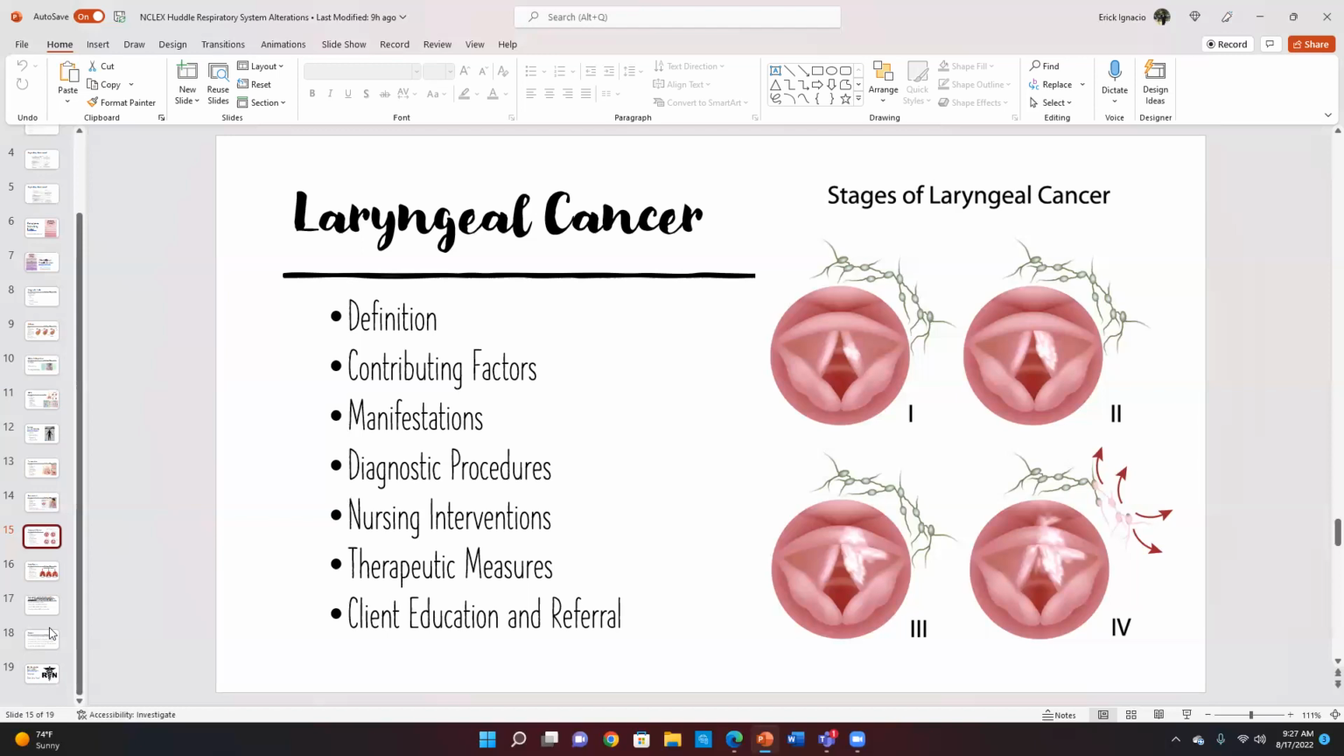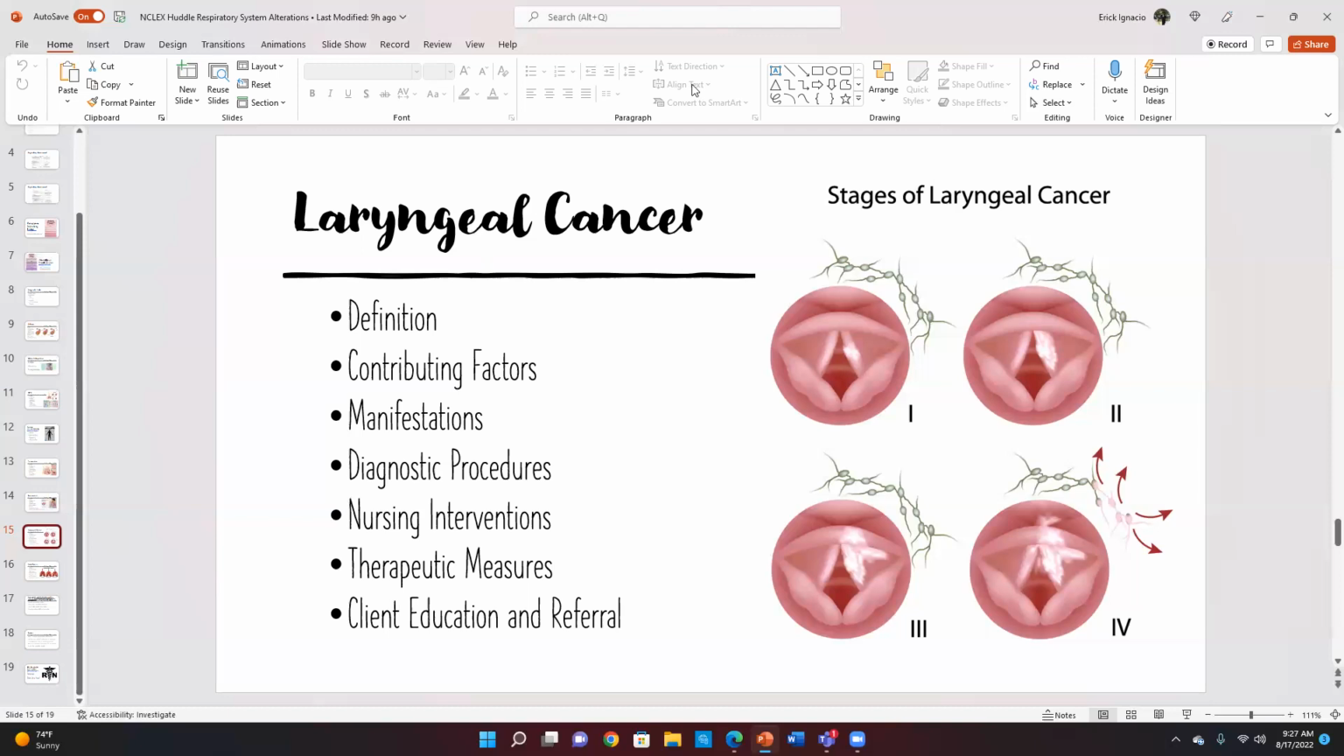So nursing interventions, we want to maintain a patent airway. The patient may be on swallowing precautions. We will provide emotional support, nutrition, pain management, and administer medications as an elixir when possible.